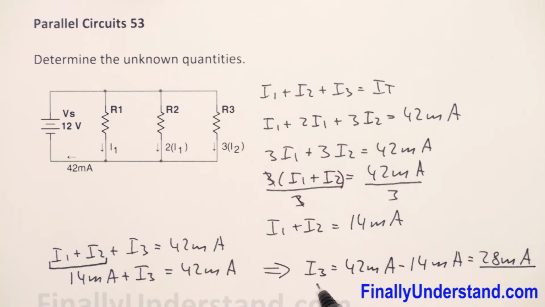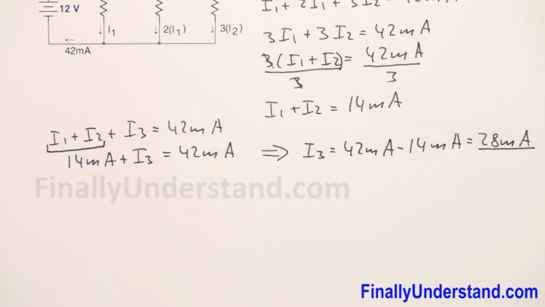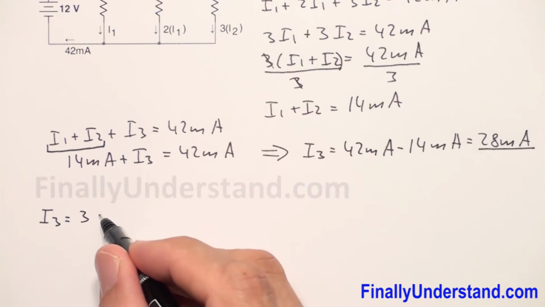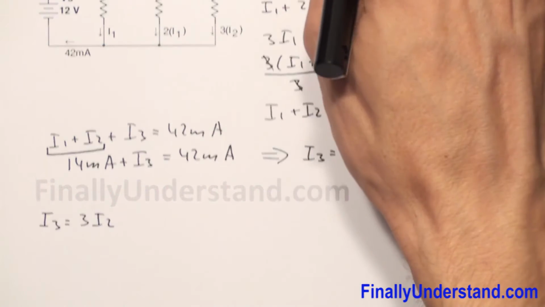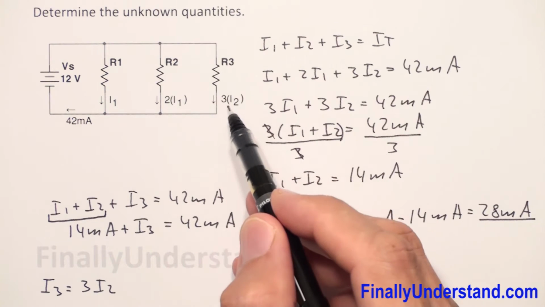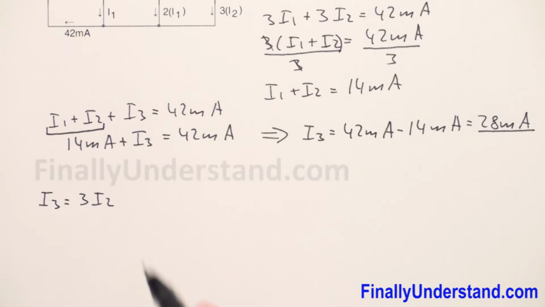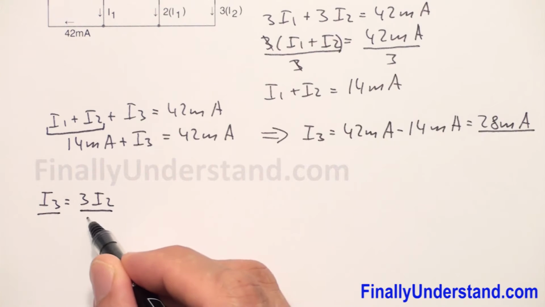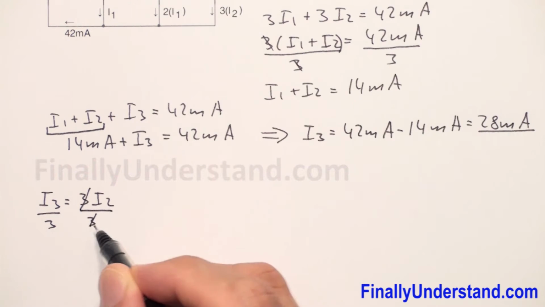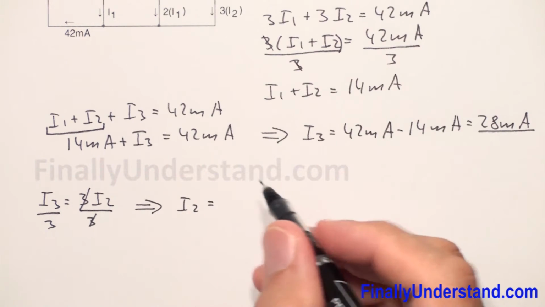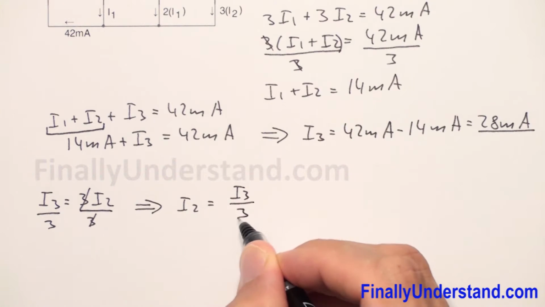Okay, so if I know I3, let me write this down over here. I3 is equal to 3 times I2. Okay, it's given over here. I3, the current which goes through resistor R3, is equal to 3 times I2. So in order to find I2, I'm going to divide both sides of the equation by 3. So 3 and 3 will cancel out. And let's take a look at what we're going to have. I2 is equal to I3 divided by 3.